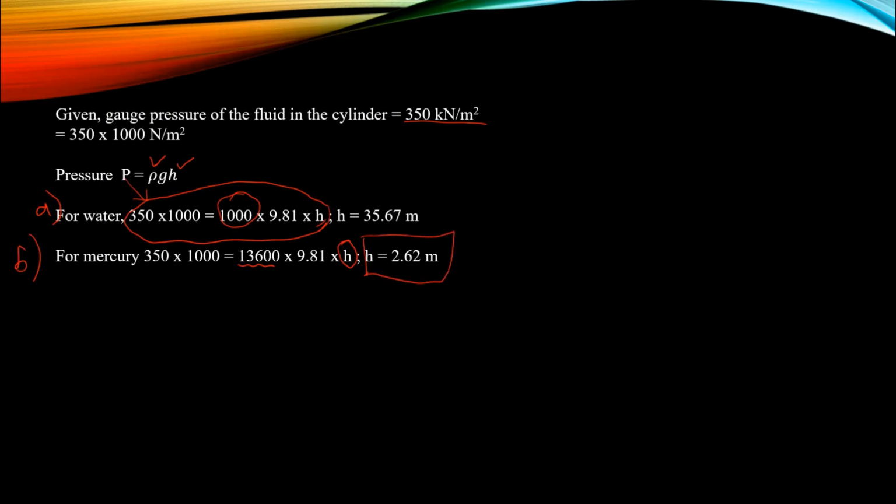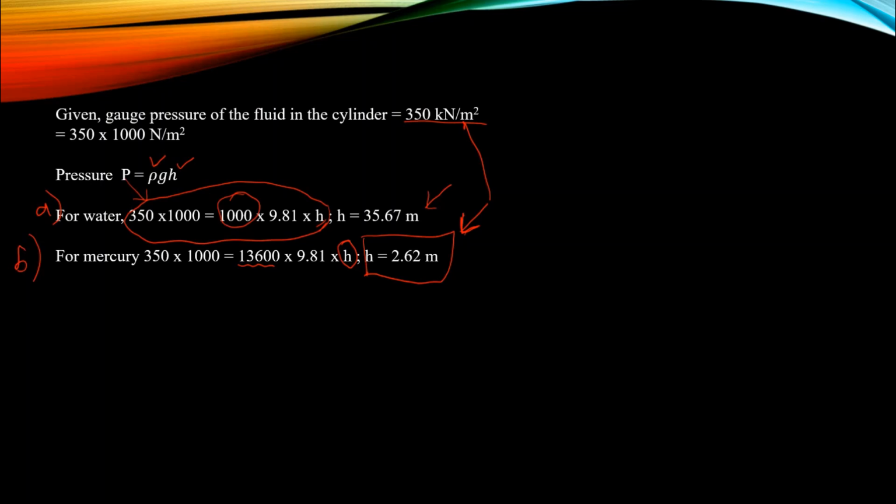So in order to develop a pressure of 350 kilonewton per meter square, if we are using water, we have to build a 35.67 meter water column. For the same pressure, if we are using mercury, we just have to build a 2.62 meter mercury column in order to create the same amount of pressure. So that was the question.